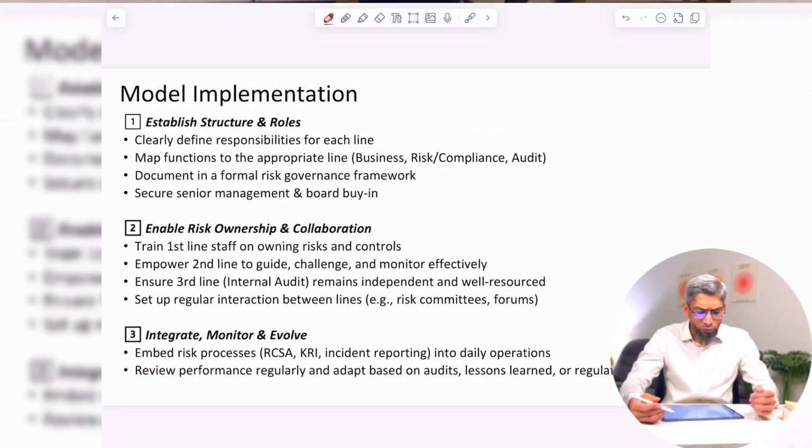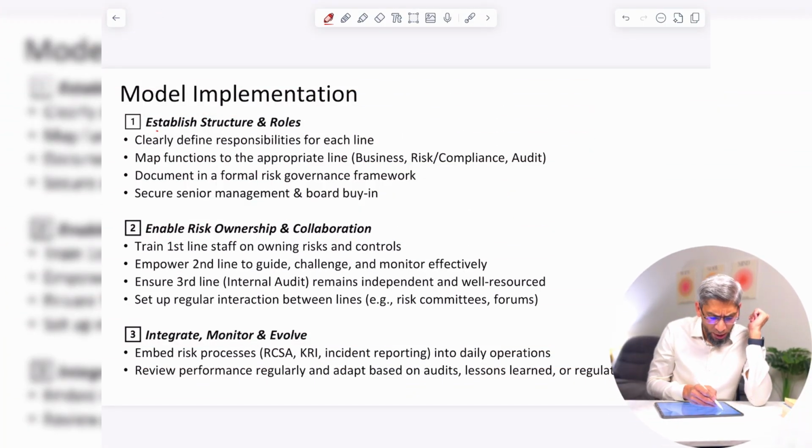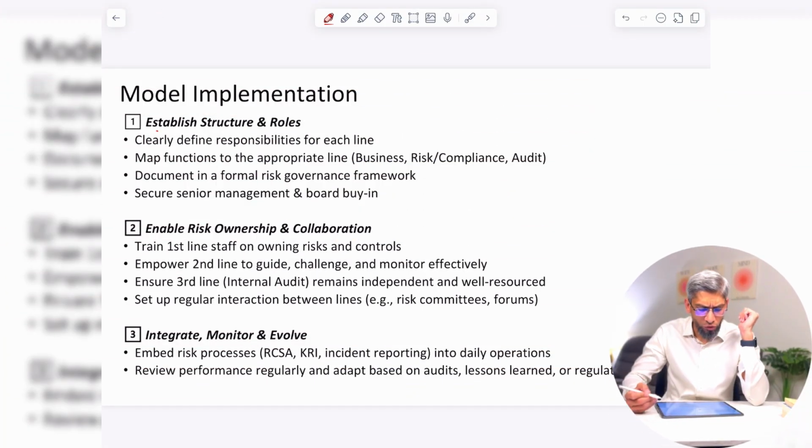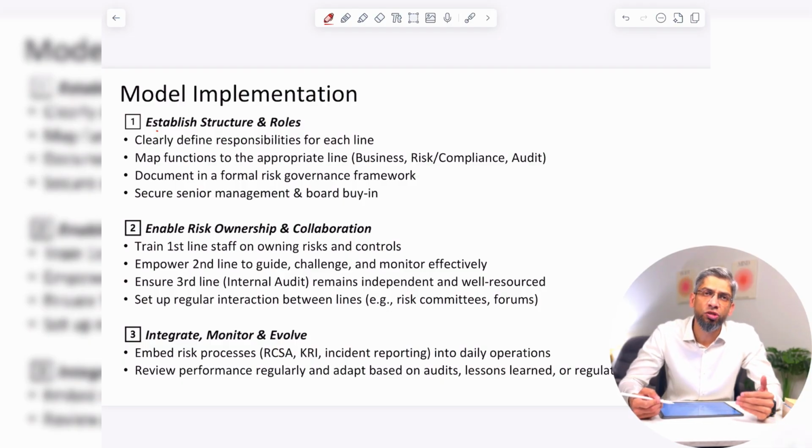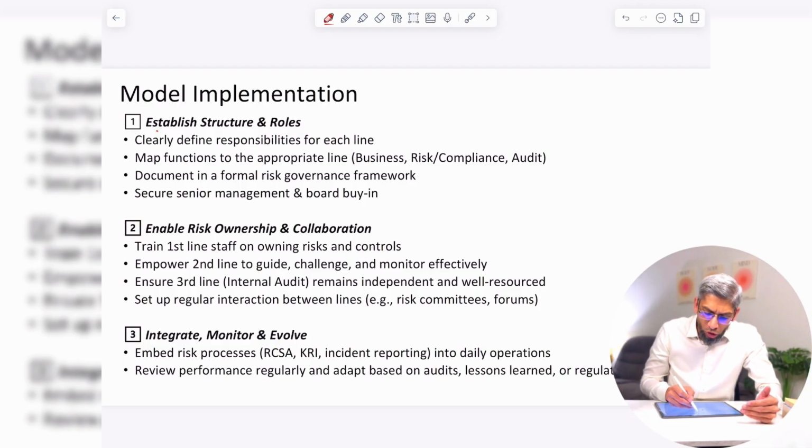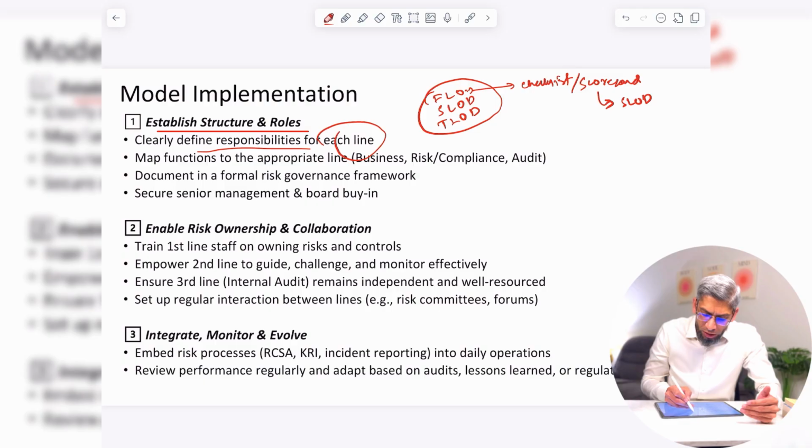Now let's talk about its implementation aspect. How do we actually implement the three lines of defense model in an organization? So the first thing that we have to do is to establish a structure and roles. So we have to clearly define the responsibilities for each line. So first line of defense, second line of defense, and third line of defense, what do they have to do?